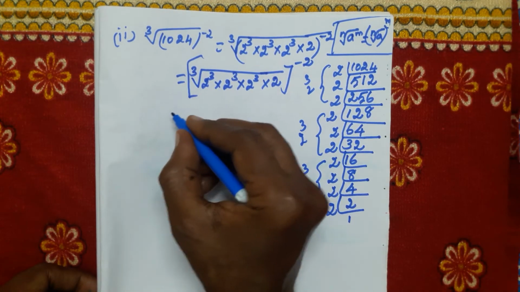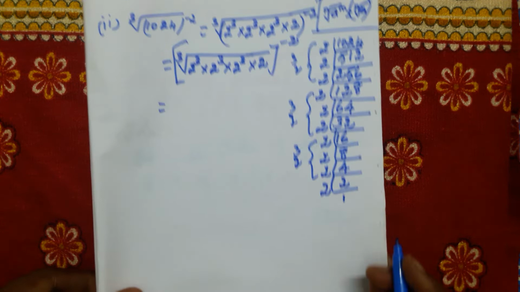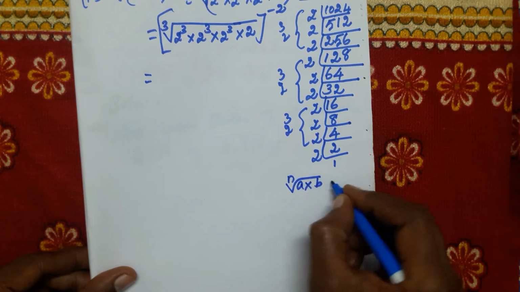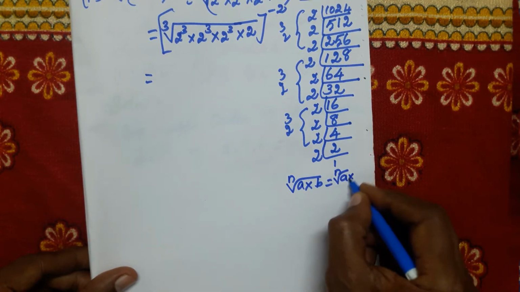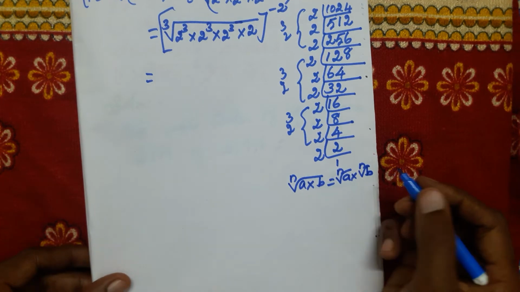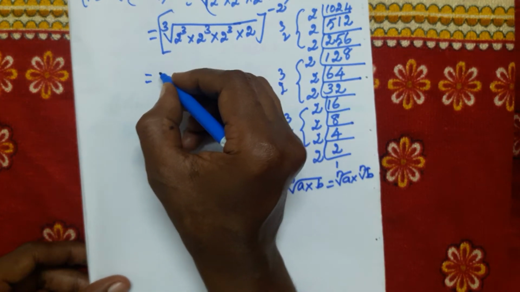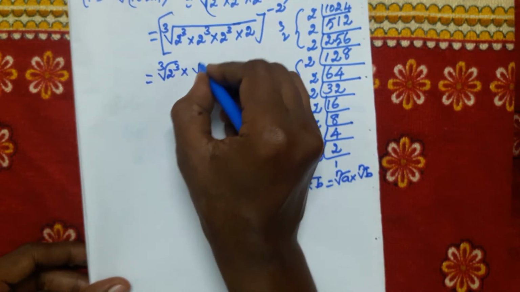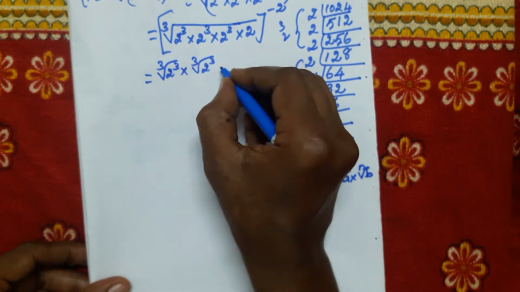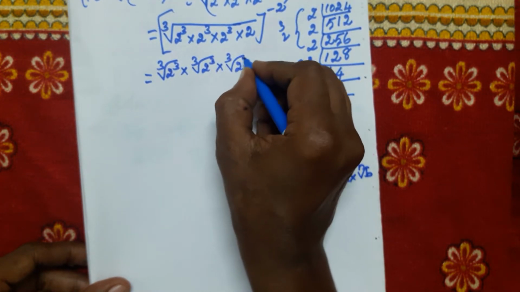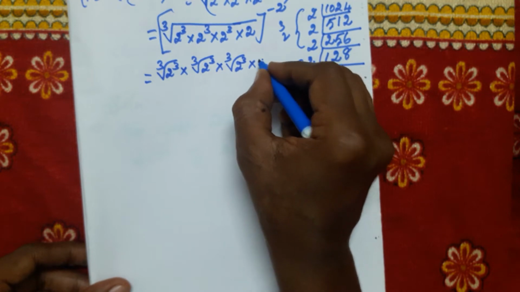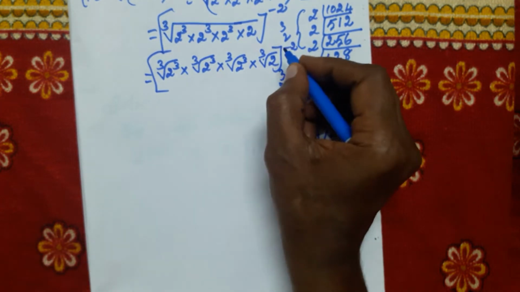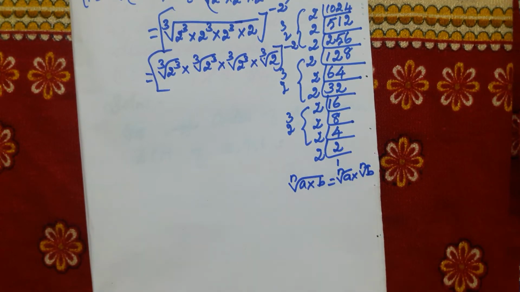Now again we use nth root of a into b is equal to nth root of a into nth root of b. When we use this law, what do we get? Yes, cube root of 2 cube. Very good. Cube root of 2 cube into cube root of 2, the whole power minus 2. Have you all understood this?